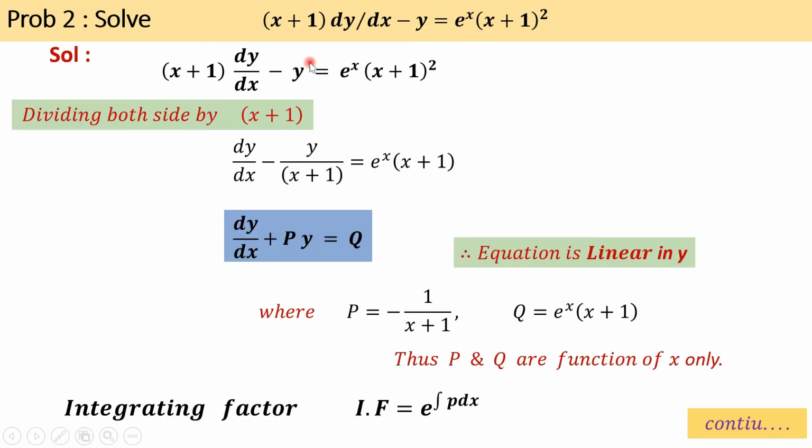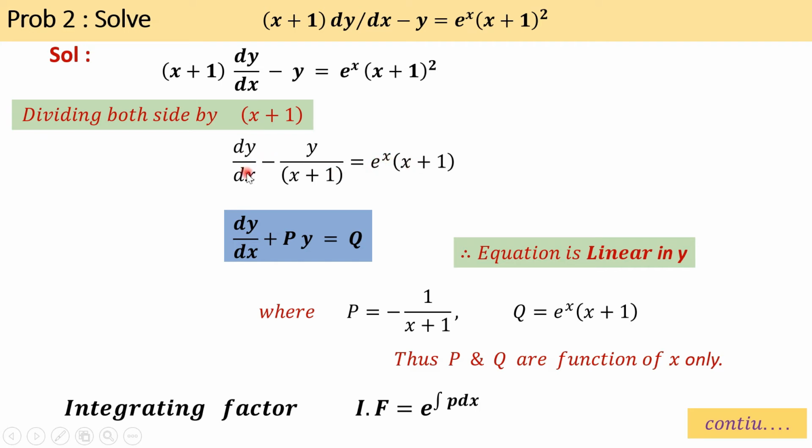Taking another example here: (x + 1) dy/dx minus y equals e to the power x, times (x + 1) whole squared. The equation is given, but the coefficient of dy/dx over here is not equal to 1. Now to remove this x + 1, we divide the whole equation by x + 1, that is dy/dx minus y upon (x + 1) equals e to the power x times (x + 1).